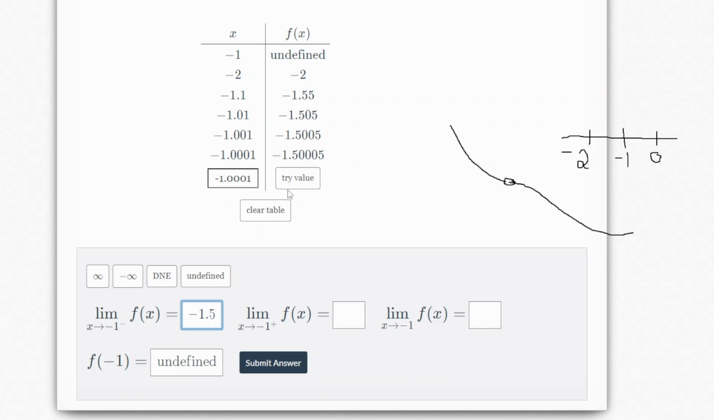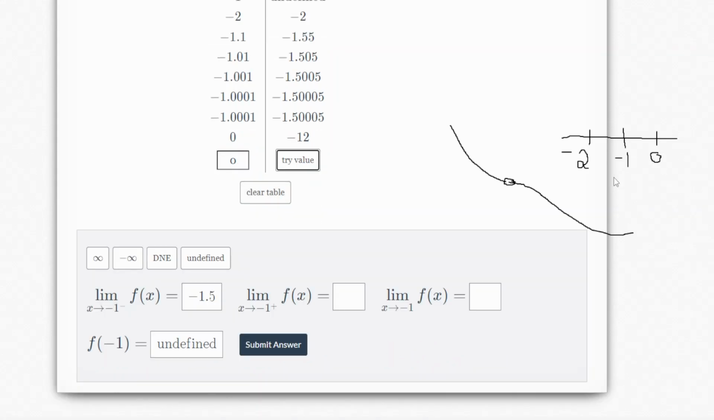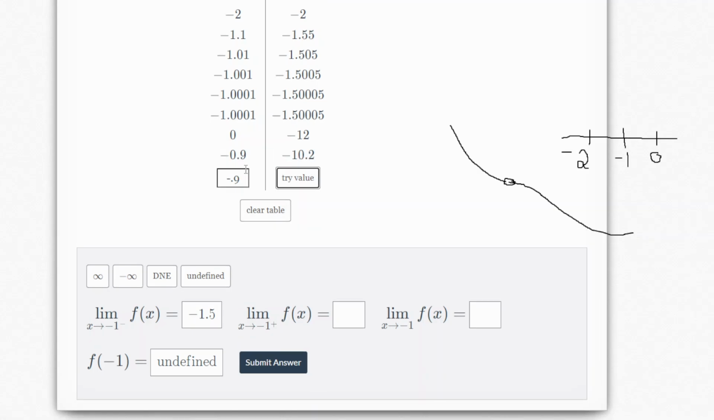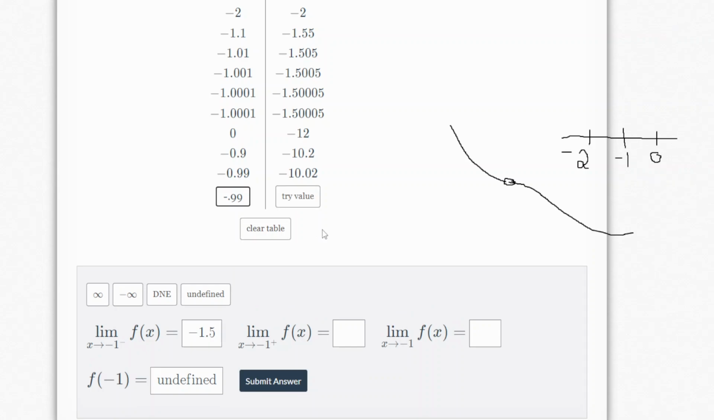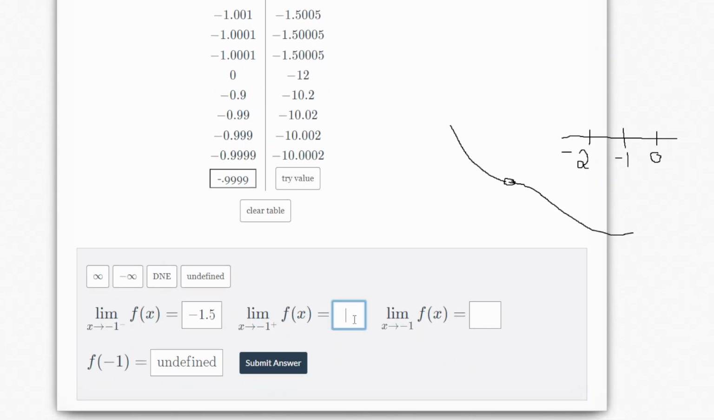Now let's go from the right side. So 0 is on the right of negative 1. And that's negative 12. Getting closer, so that would be like negative 0.9, 9/10 would be right here. Okay, and then I'm going to go negative 0.99 and 0.999. You could do one more time, but you should see that the pattern is that it's just really going to be negative 10.